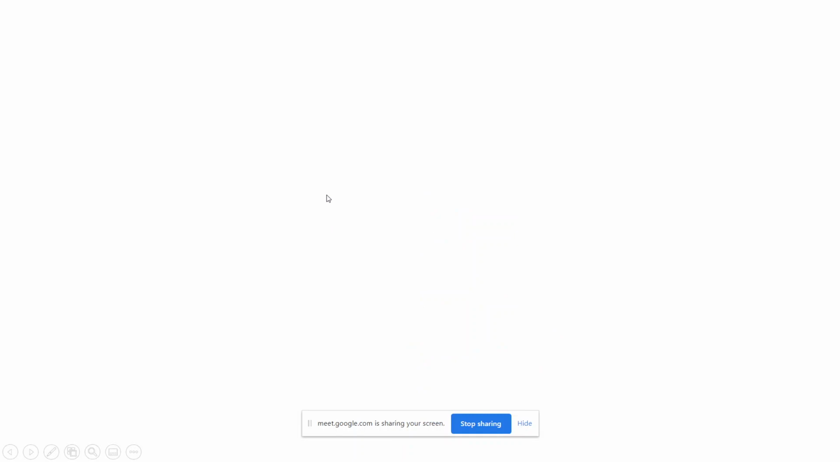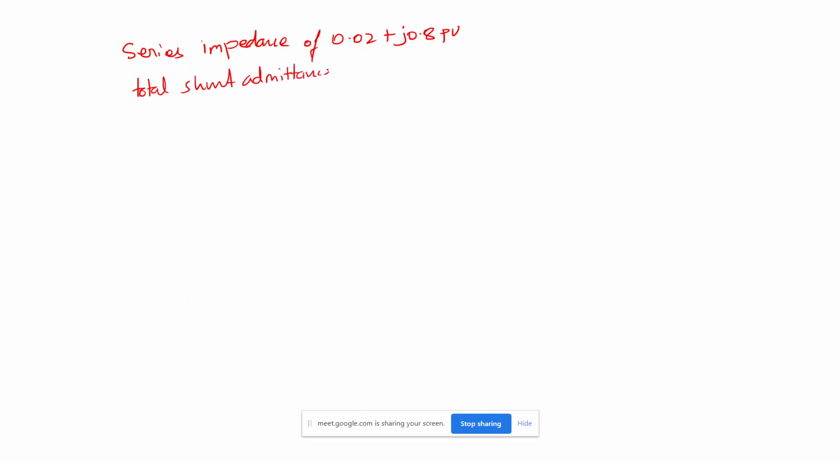So once again, in short, there is a 3-bus system and each line has a series impedance of 0.02 + j0.08 per unit and a total shunt admittance of j0.02 per unit, and the specifications are given as per the table column. So what are the things they have given?